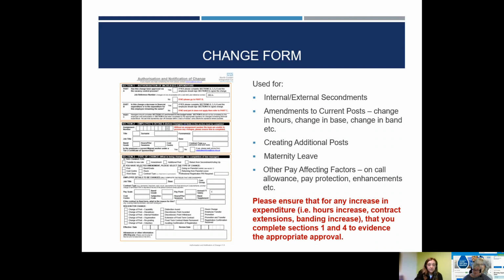Section 3 on the change form should detail the changes required. For example, if the employee has a change to their contracted hours, then you would need to tick that the change is for an amendment of hours. You would then enter the new hours in the hours sessions section and complete the effective date field as well.